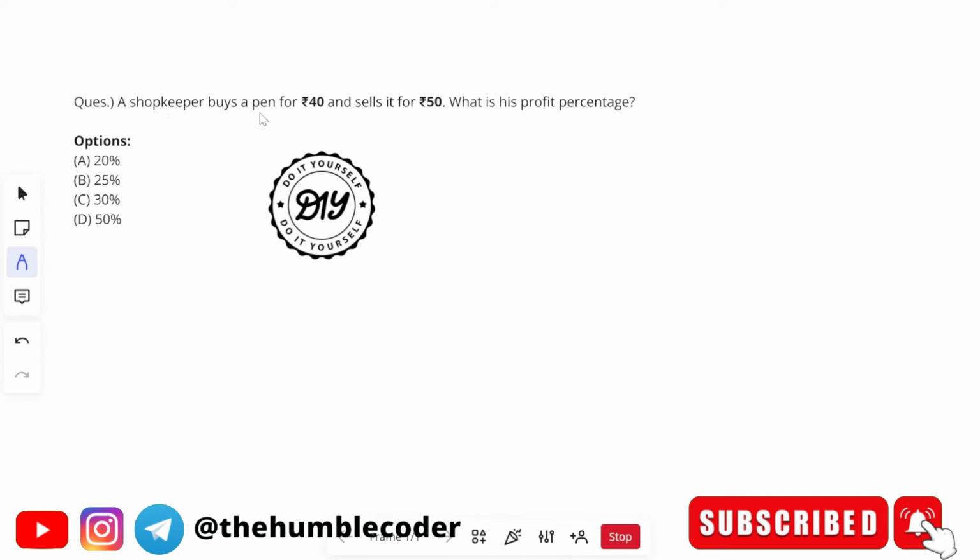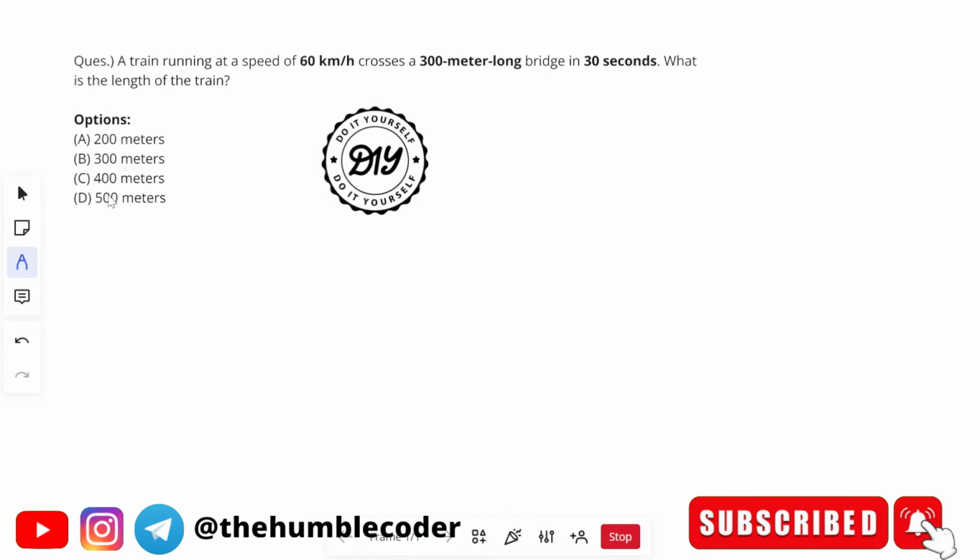The question is, a shopkeeper buys a pen for 40 rupees and sells it for 50 rupees. What is his profit percentage? The options that we have are 20%, 25%, 30%, and 50%. Let's see the next question. A train running at the speed of 60 kilometers per hour crosses a 300 meter long bridge in 30 seconds. What is the length of the train? The options are 200, 300, 400, and 500 meters.